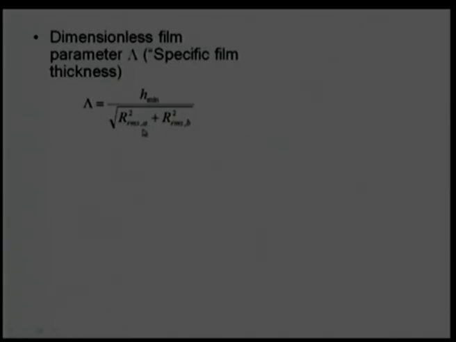Here, the RMS value of surface A and the RMS value of surface B are accounted. If the RMS value of any one surface is higher, then overall this dimensionless film thickness parameter, or lambda, will be lesser. To increase this lambda value, we need to increase the separation between two surfaces. That means if we provide a lubricant layer, some soft material or some powdery material between two surfaces, that is going to increase this capital lambda value.